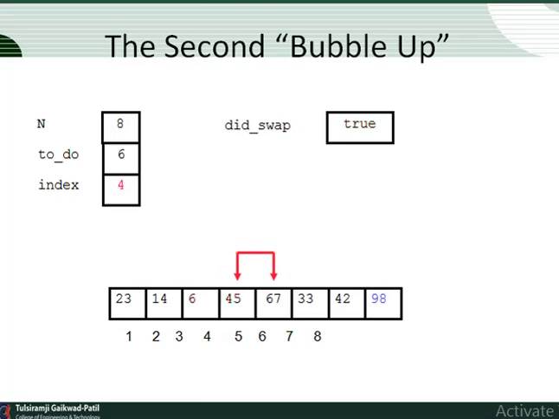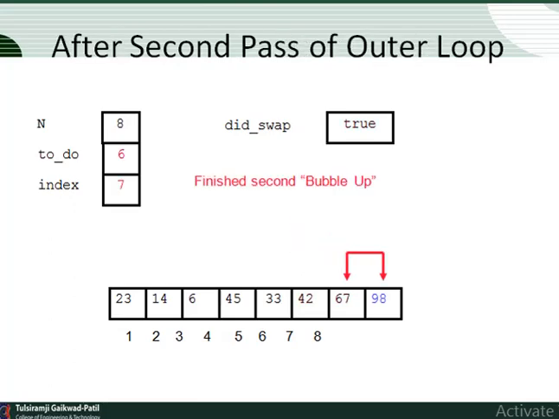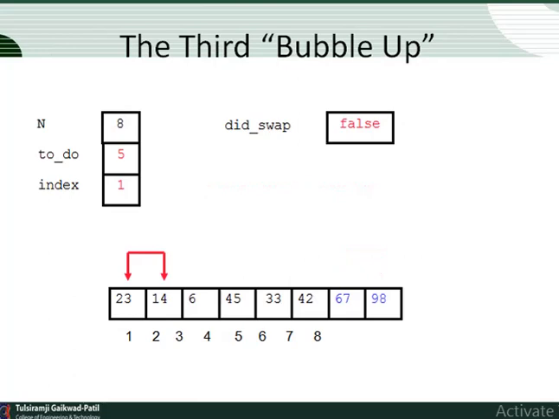45 with 67, no need to swap. 67 may get compared with 33. Now a swapping is required, so whatever the largest element may shift to the right hand side and smallest may get to the left hand side. 67 again compared with 42, again there is a need of swapping, so 67 gets its appropriate position. That's why we kept it in blue color.